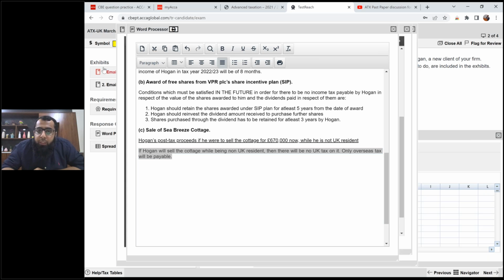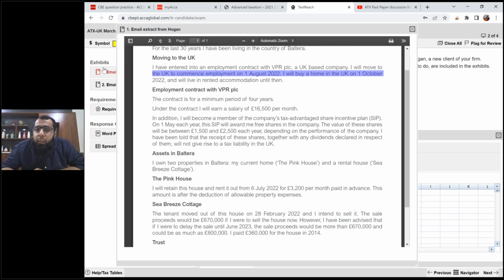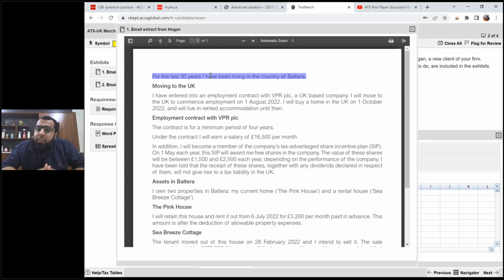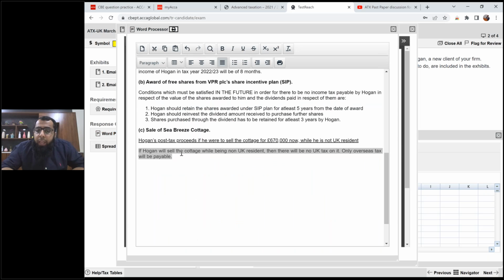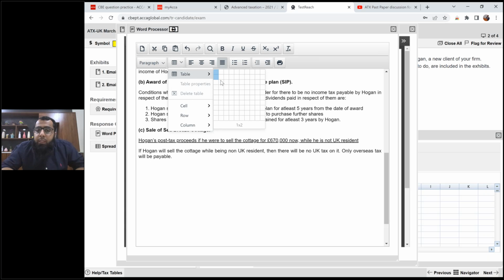If you look at the question, he has been non-resident for the last 30 years. He has been living in the country of Baltira. If Hogan sells the cottage while being non-UK resident, there will be no UK tax on it. Only overseas tax will be payable. So what will be the overseas tax?